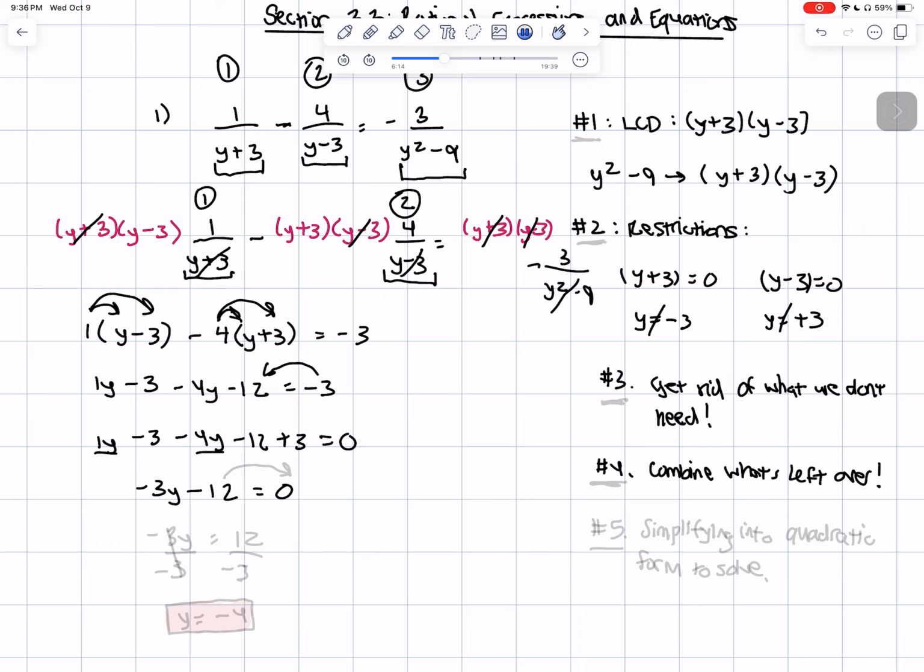So then what do we do? Well, I can move this 12 over to get the y by itself. Then divide by minus 3, and that gets rid of this guy over here. This is going back to basic algebra. So 12 divided by 3 is going to give me negative 4. We have to carry that negative. Okay, so this is our solution. And then our fifth step was simplifying.